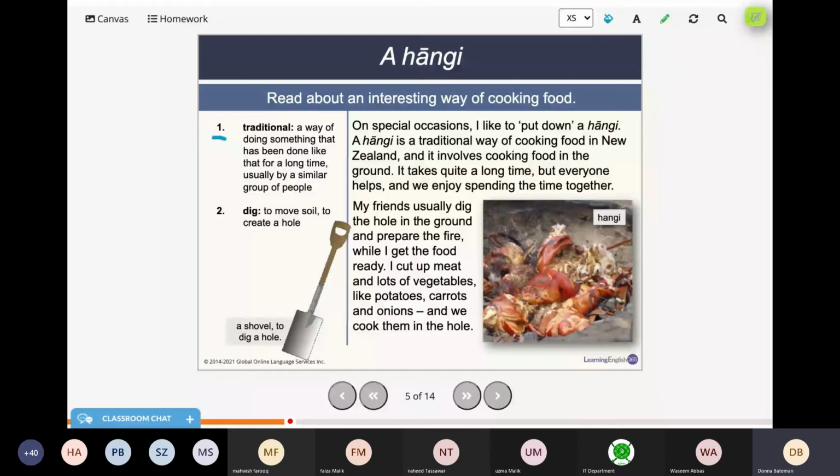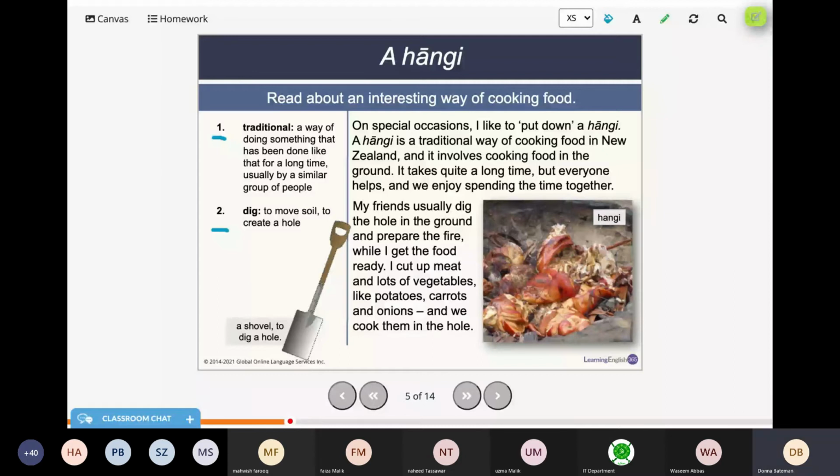And the second one, dig. And we've got a spade there or a shovel to show you. And that is to make a hole in the ground. You dig with a shovel or the spade and you create a hole in the ground. That's to dig. So let's learn about the hangi then.